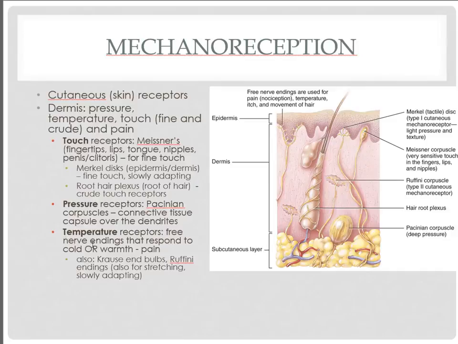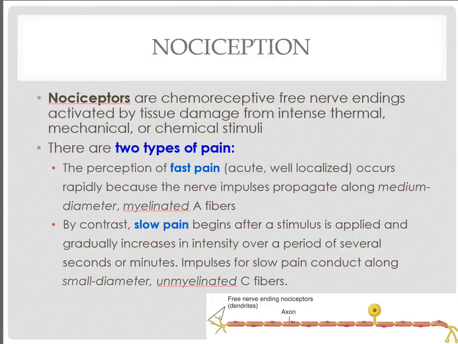For temperature receptors, again, you can see these scattered throughout from the dermal layers. And I'm not concerned about you guys remembering the names, but we have Krause end bulbs, Ruffini endings that are all located throughout that can tell us other modalities involved. Temperature, as well as pain. Our next topic involves nociception.